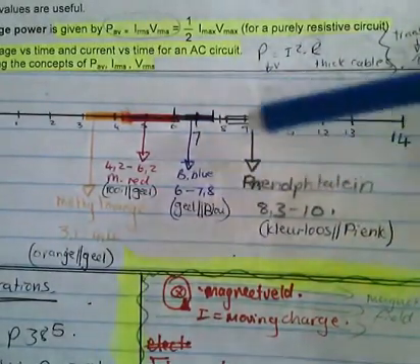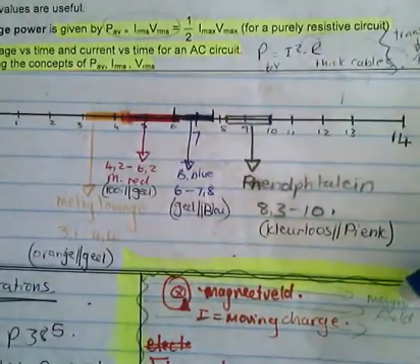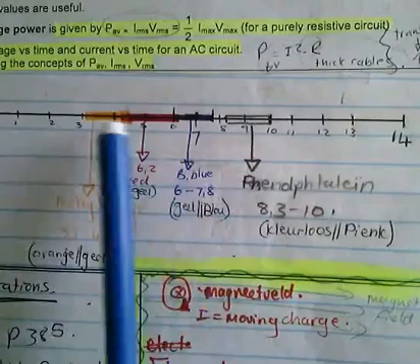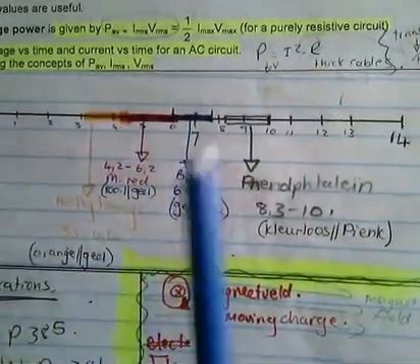Methyl orange is orange and yellow. Methyl red is red and yellow. Bromothymol blue is yellow and blue. And phenolphthalein is colorless and pink. Okay.